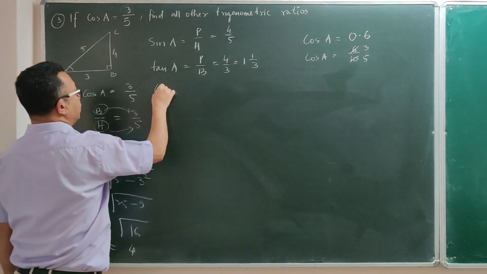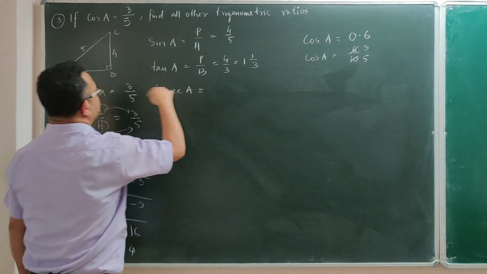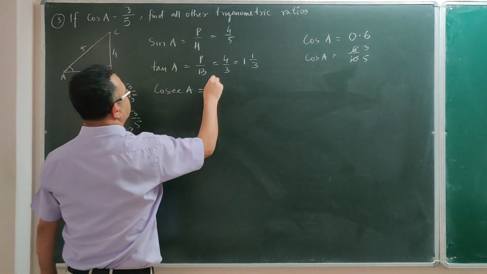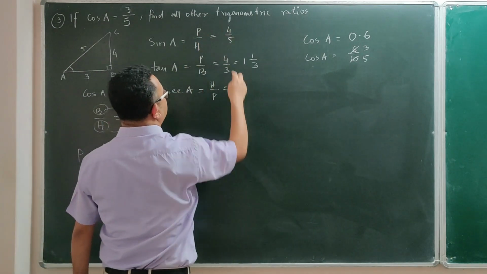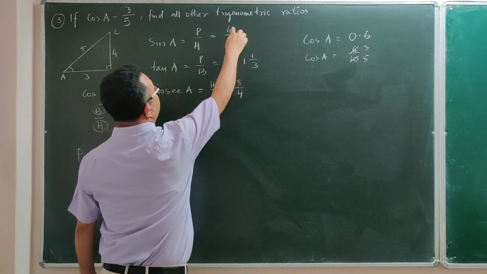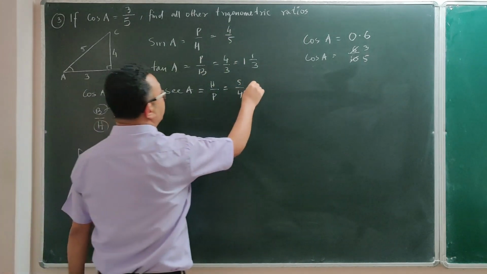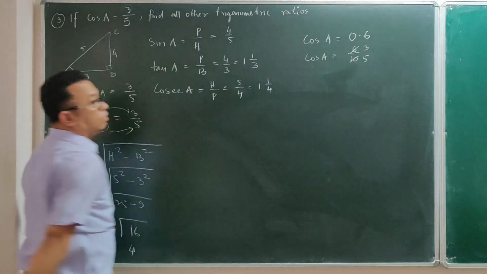Now let me go to cosec. Cosec is the reciprocal of sine. If sine is P by S, this becomes S by P. And since the angle of reference for both of them is the same, P by S becomes S by P, exactly opposite. This one was 4 by 5, this becomes 5 by 4, which you can write as 1 and 1 by 4.